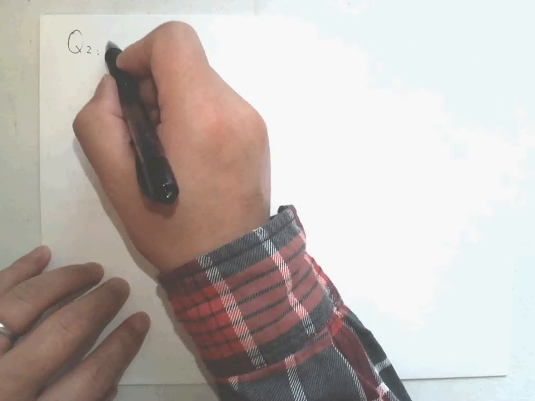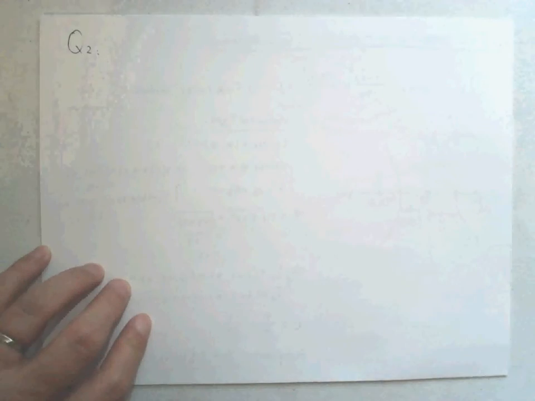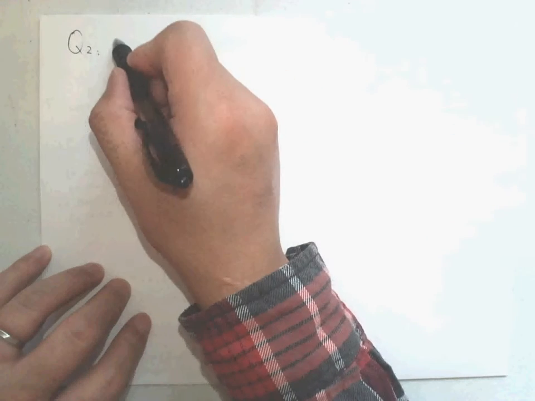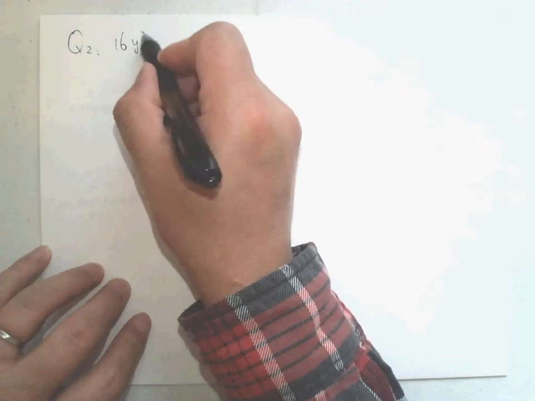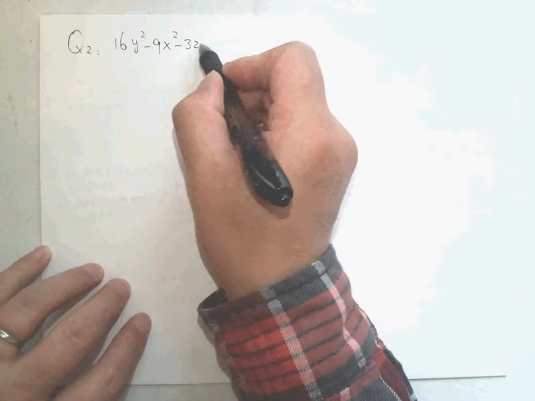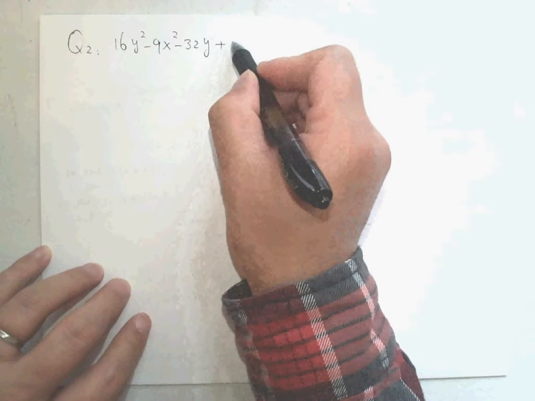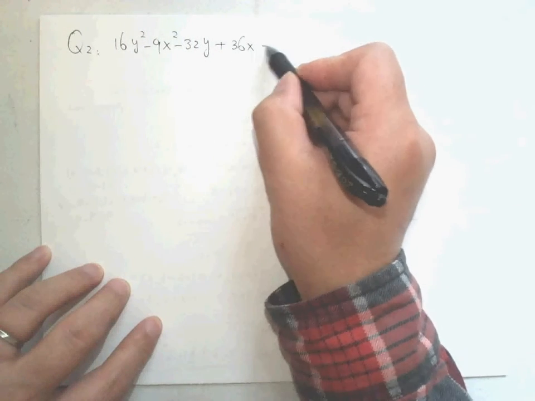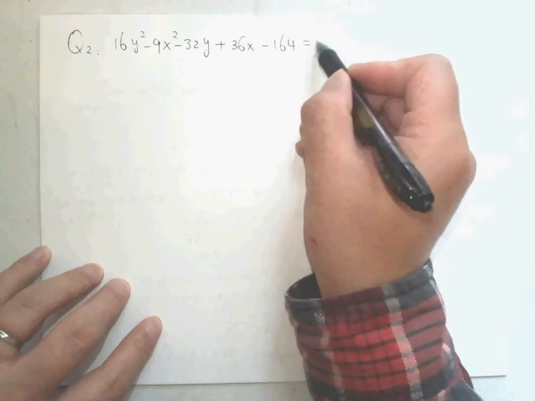Please be sure to follow me, because I did not give you a standard equation. Look at the second question. I give you a general equation. All you need to do is make a standard equation for yourself by making perfect squares. Look at this question: minus 32y plus 36x minus 164 equals 0.